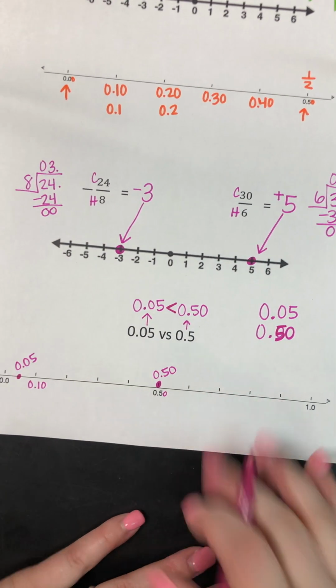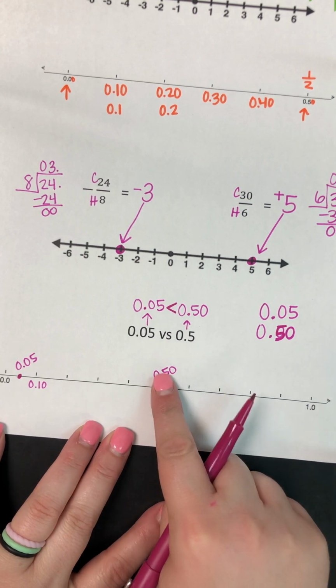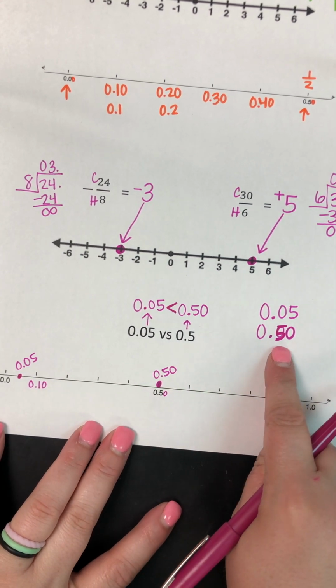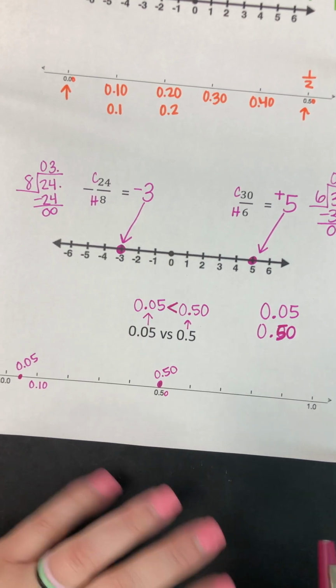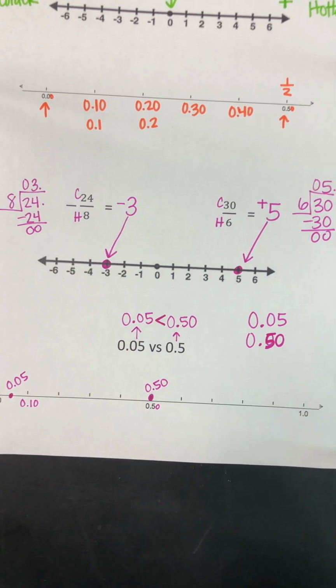Okay, so again, the further right you go, the bigger the number. So clearly 50 cents is greater than 5 cents. These are just some things to look for when it comes to the STAR test.